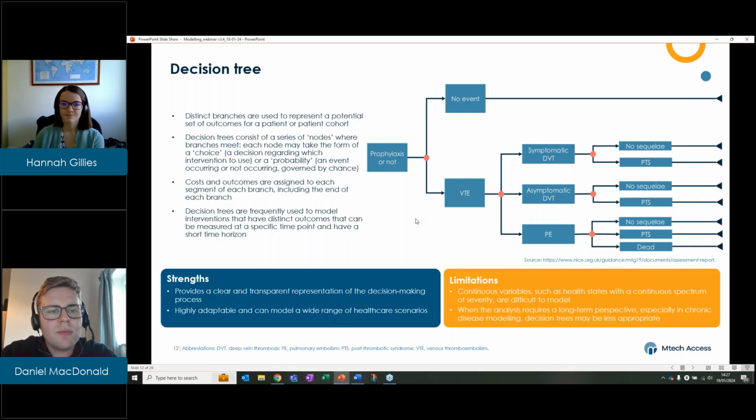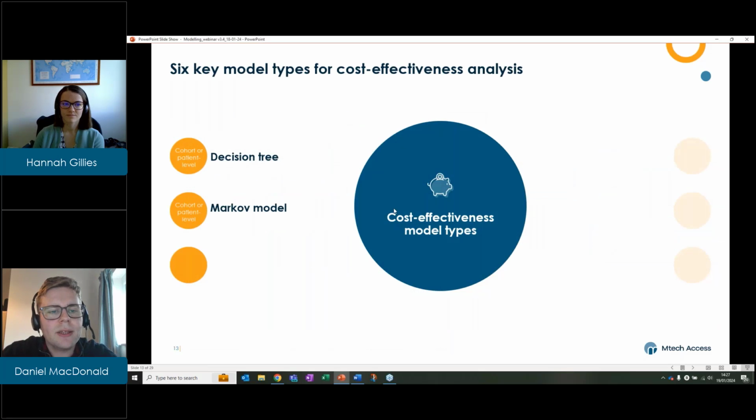So for the next model structure that we'll be discussing, Hannah is going to be moving into Markov models. So Markov models, like I said, with decision trees are 2 of the probably most common approaches discussed. I'll probably say Markov models slightly more than decision trees, but I will allow Hannah to go and discuss it. Yeah, that's great, thank you.